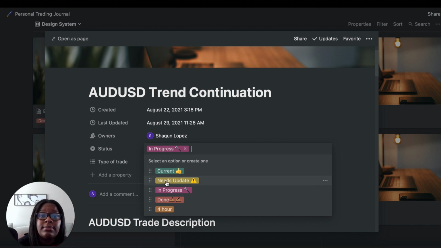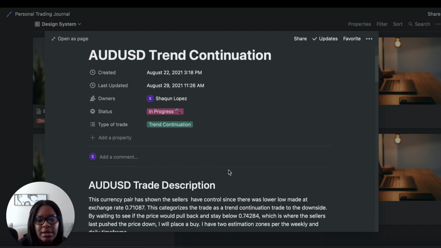I do need to update it because I do see something that I'm going to have to put on my chart. It's in progress right now because I'm not in the trade, but after this video, I'll put it to needs updating. It's not done, or if I took a trade on the 4-hour, I'll manage it on the 4-hour. But for the most part, I enter trades on the daily.